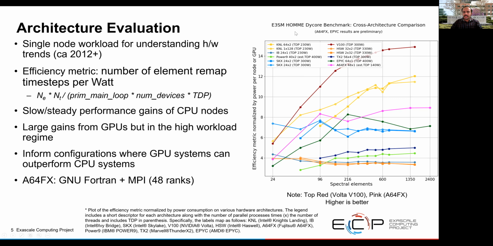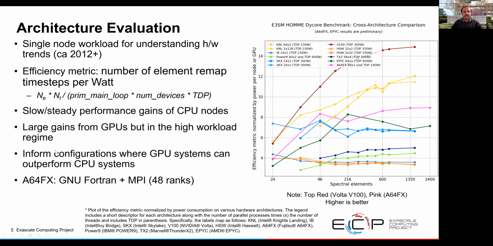On the x-axis you have the spectral elements and on the y-axis is the efficiency metric. Just to highlight, the top red line is the Volta V100 GPU, the yellow lines are KNL, and the pink line is the A64FX here. This is a single node benchmark. Essentially, we are trying to understand how these architectures fare in terms of performance per power. These are still preliminary results on the A64FX, so take them with that caveat.